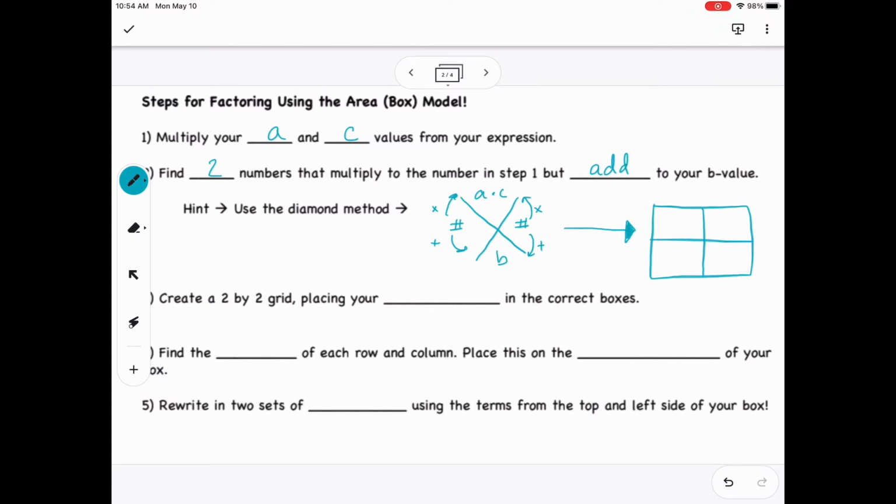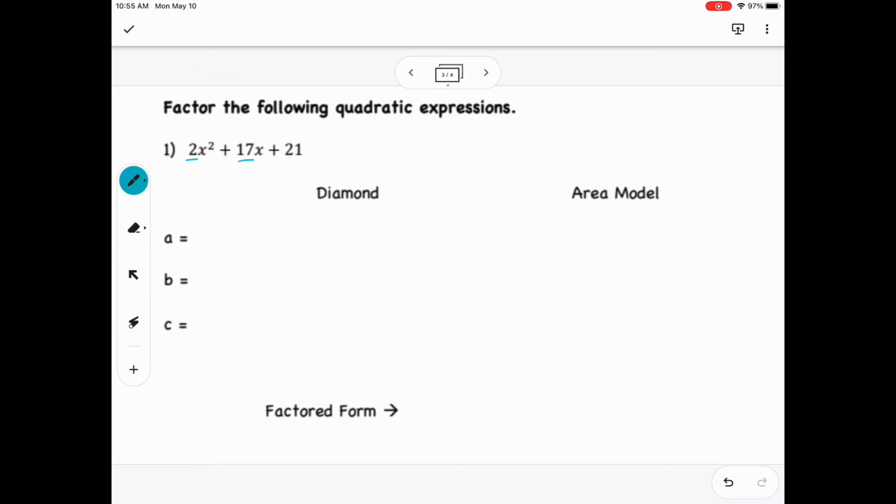Once we have those 2 numbers, we fill in our boxes where the ax squared and the c are in diagonal format, and then the values that we found will be attached to a variable of x in the other 2 boxes. It doesn't matter which boxes they're put in. By creating a 2x2 grid, we place our terms in those correct boxes. Then we use our greatest common factor that we've already learned, and we place these outside of the box, like on the top and then on the left. Then we rewrite them and put them in the parentheses that we were talking about.